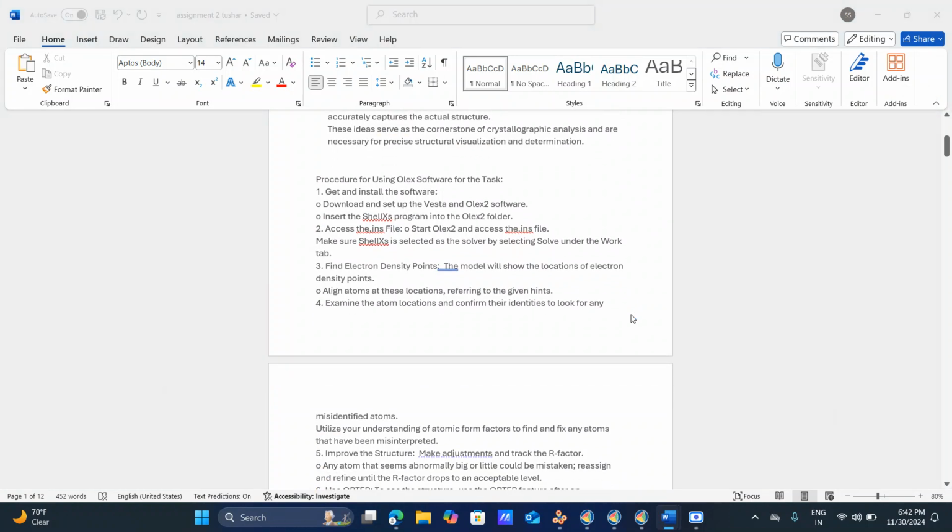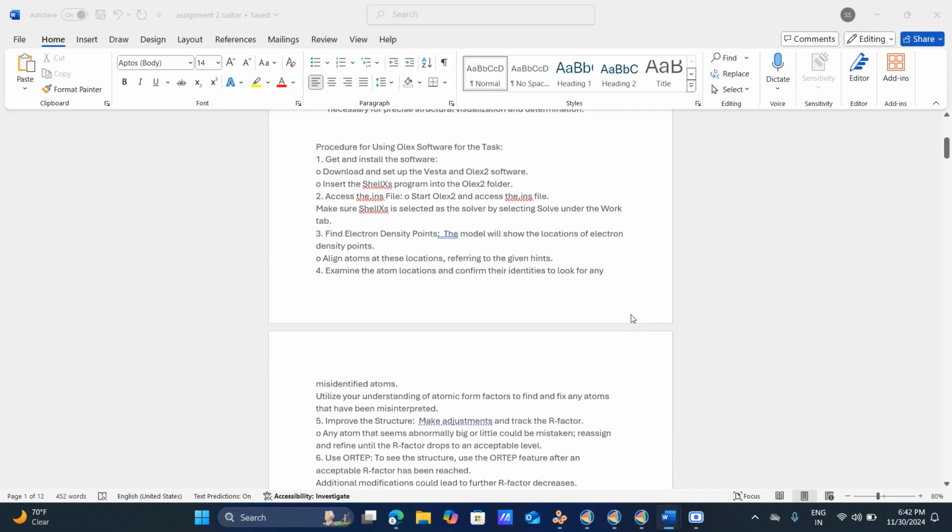Once we open it, we are able to see the electron density points. It will show the location of the electron density points, and then we have to assign the atoms regarding that. We will name the electron density as carbon, oxygen, sulfur, or nitrogen. It depends on the question.